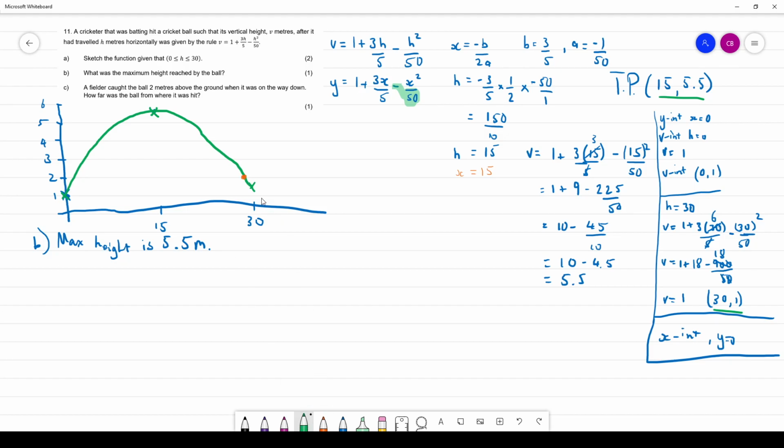And I'm realizing now I didn't draw this X in the right spot. It should be there. Sorry, guys. Don't tell anyone. Anyway, this is where it's actually caught.